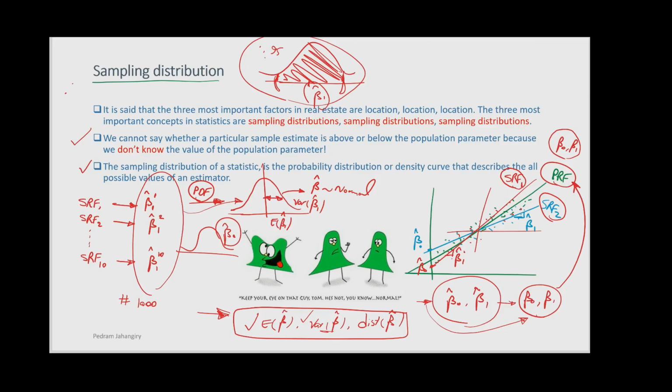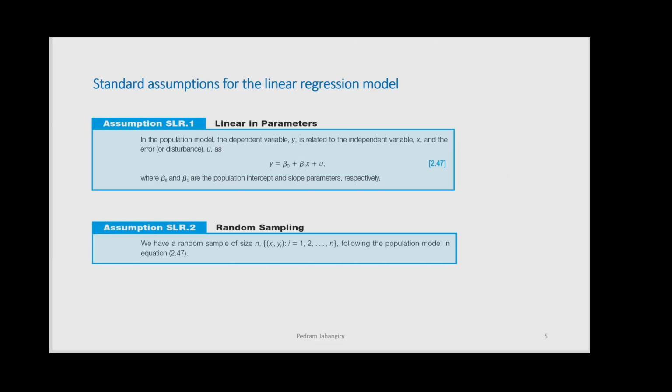All right, so this is very important. And now in the next set of slides, we're going to talk about those assumptions, which we call Gauss Markov assumptions in the linear regression model. All right, so let's stop this one and see you in the next one.